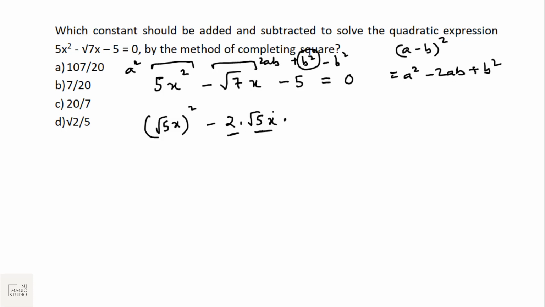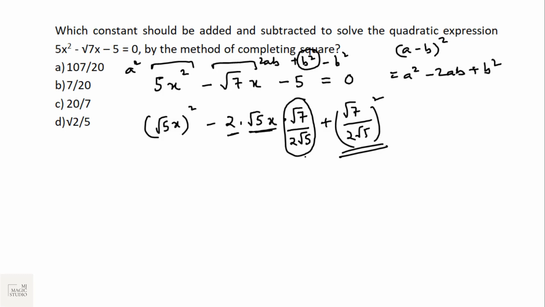This is a. Now I am setting in x gone. Root 7 I need. Now 2 root 5 is the extra thing I have written. That means my b is root 7 by 2 root 5. If you cancel this, you will get root 7x only. Plus b square. This is our b. This was a, this is b. So b square would be root 7 by 2 root 5 whole square.